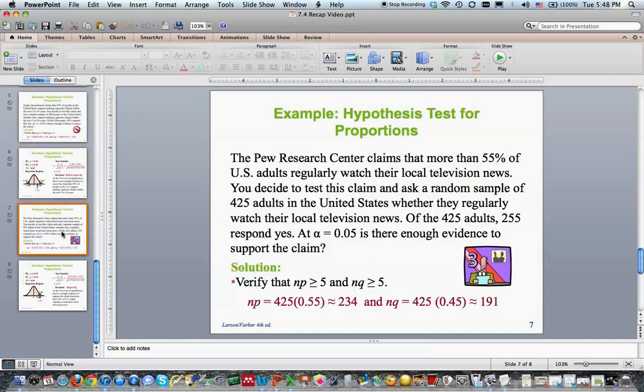Example number 2. The Pew Research Center claims that more than 55% of U.S. adults regularly watch their local television news. You decide to test this claim and ask a random sample of 425 adults in the United States whether they regularly watch their local television news. Of the 425 adults, 255 respond yes. At alpha equals 0.05, is there enough evidence to support the claim? First things first, 55% times our n. So 425 times 55% and 425 times 45%.